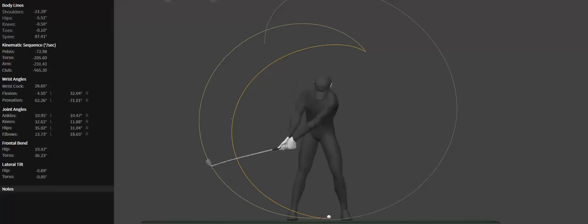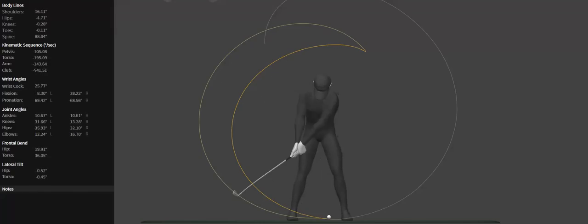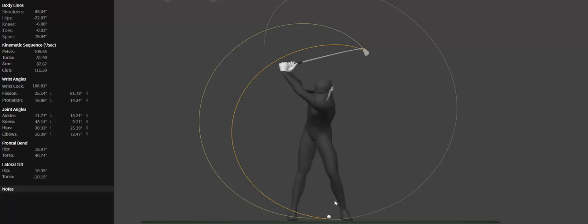But the problem becomes when people try to figure out why that's happening. And most people, when they try to create the shape of their swing, try to do it by pulling down and pulling their arms closer to their body right here in transition. And that's not what happens.